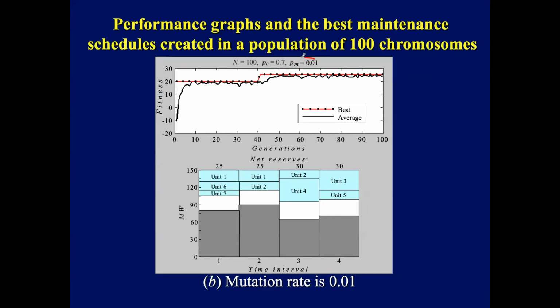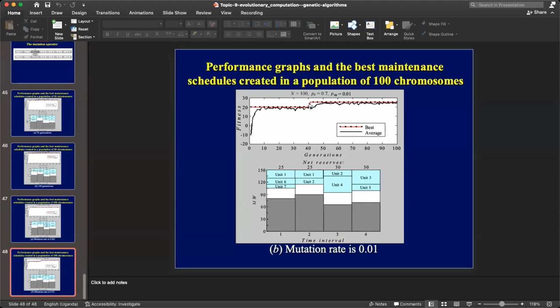Now here we change the mutation rate. We have a population of 100, and we do 100 generations, okay? So when we change the mutation rate, we even get a different schedule as indicated in this case. Okay, so that brings us to the end of this topic.